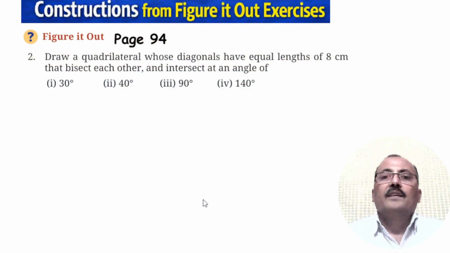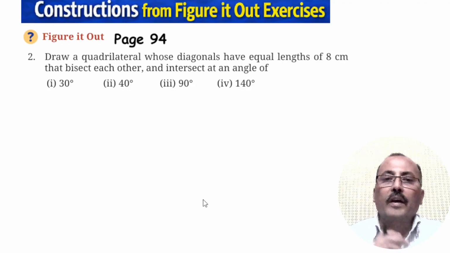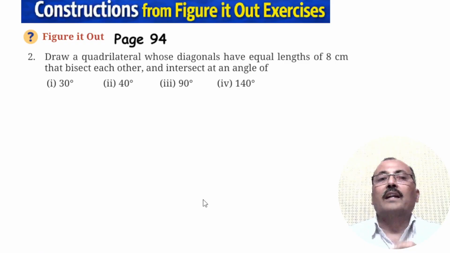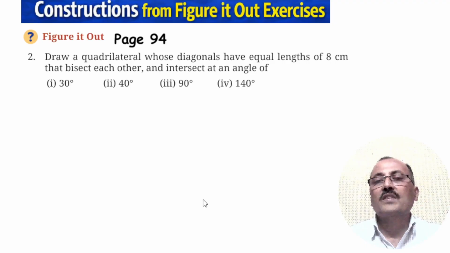Okay children, now this is the first question in the construction from your textbook, taken from page number 94. Read the question. Draw a quadrilateral whose diagonals have equal length. The diagonals are equal in length and are 8 centimeter. Both the diagonals are equal, that bisect each other and intersect at an angle of 30 degree, 40 degree, 90 degree, 140 degree. Any measurement, let it be.